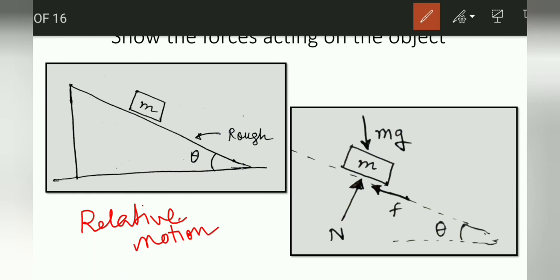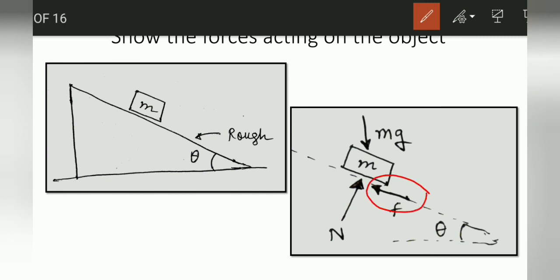Now see, I have drawn in a dotted fashion to make you aware of the surface. Now mg will be acting downward, normal reaction will be acting perpendicular to the surface, and friction, see this mass m, why I said this relative motion thing, it will have a tendency to move downwards, to slide downwards, so friction will act in the opposite direction, that is upward. I hope it is clear now. Friction is upward because this body has a tendency to slide downwards due to gravity.